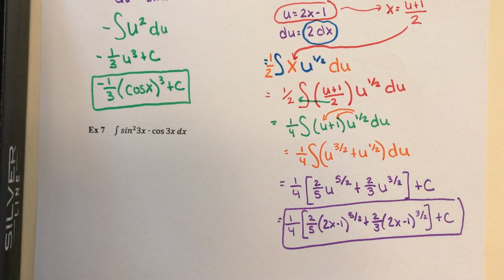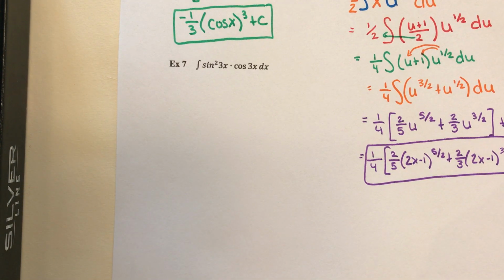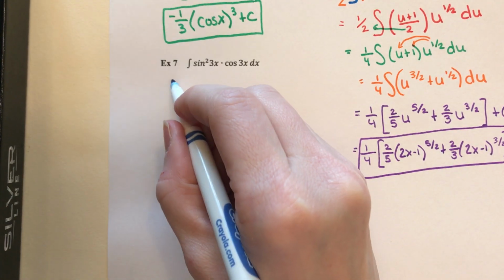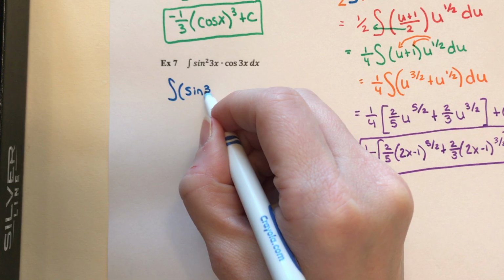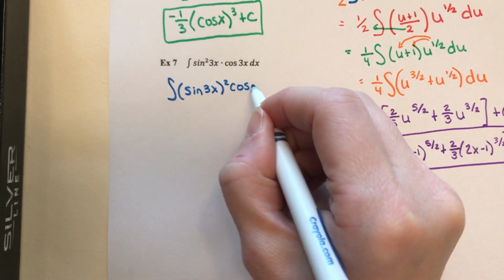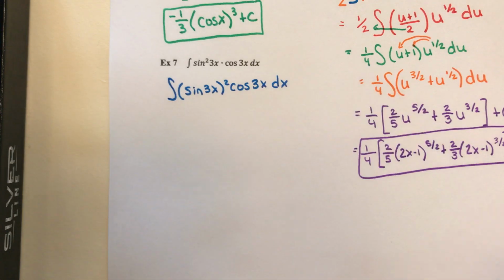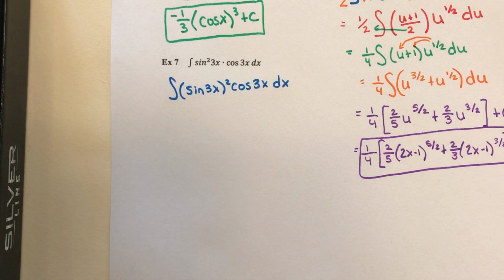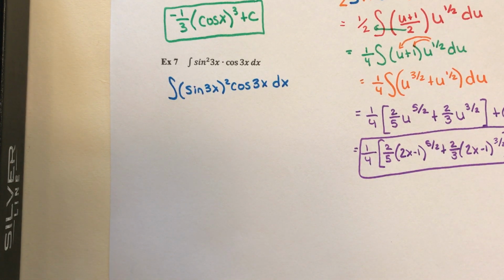Okay, so let's do our last problem here. So I'm going to start by rewriting this because I see this funky trig function here. I'm going to write it as sine of 3x to the second power cosine of 3x dx. Okay, so let's pick what we want to start with here. Okay, so I can pick the sine, I can pick the cosine. If you pick the wrong one, you can always start over.